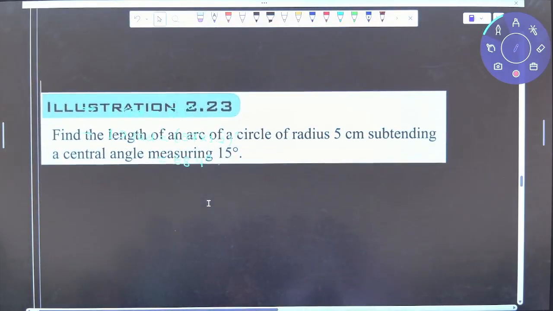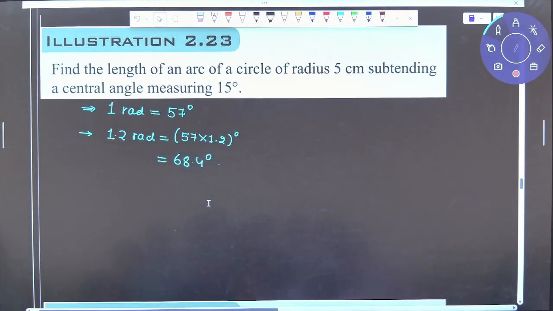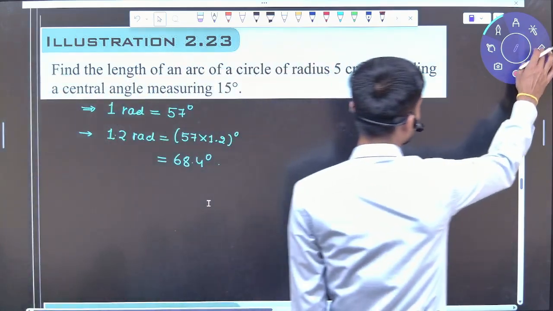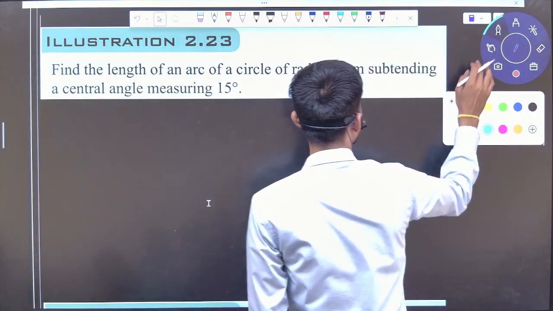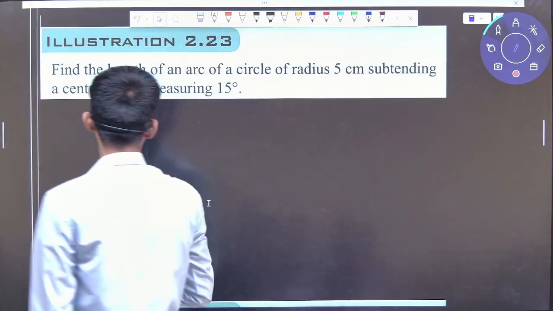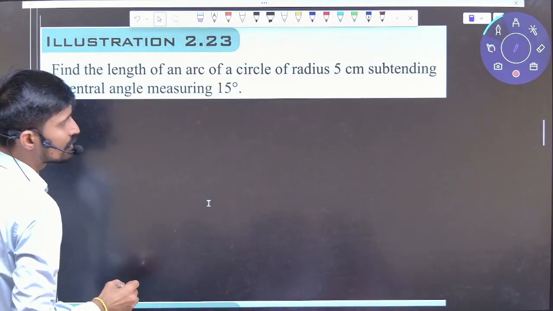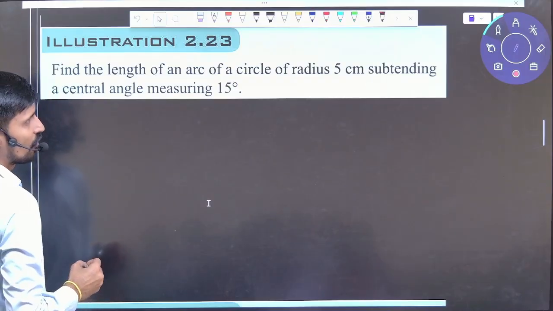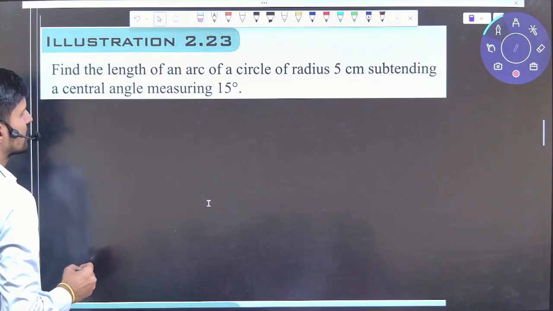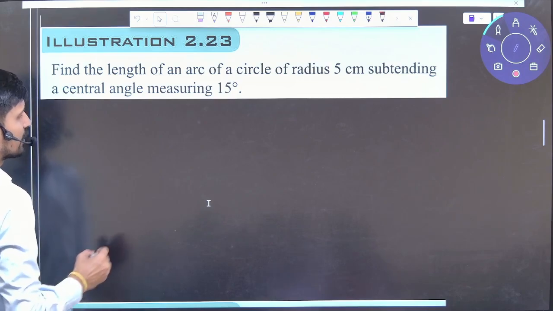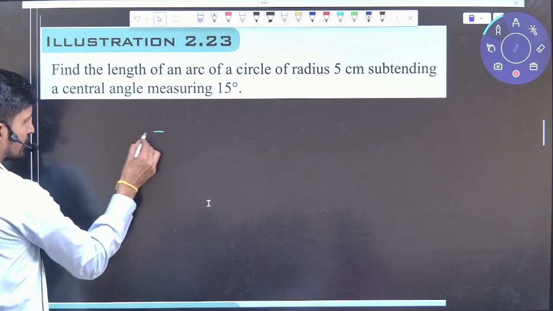Okay. Now write down this. Next question. Question is, find length of arc of circle of radius 5 centimeter subtending a central angle of 15 degree.